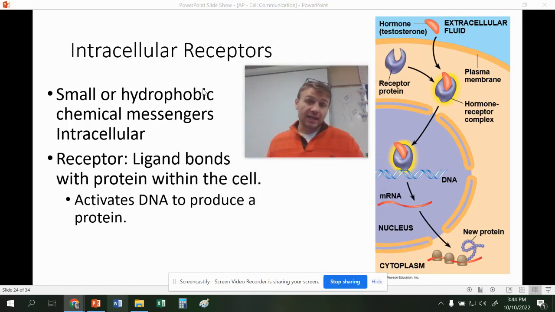We talked about how the ligands in the first part of this chapter have to bind with a membrane protein to initiate some signal transduction within the cell. Well, not all cell communications will bind with that membrane protein.